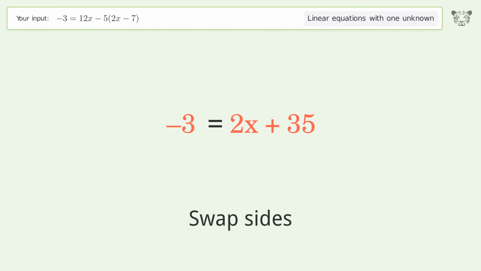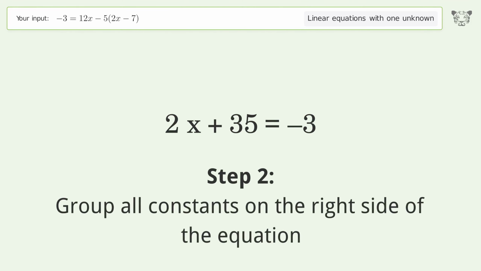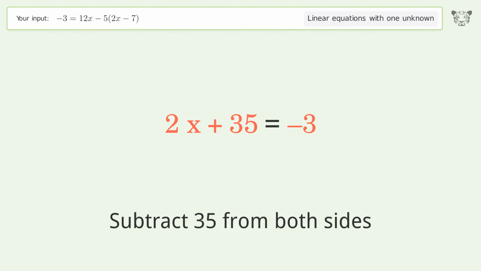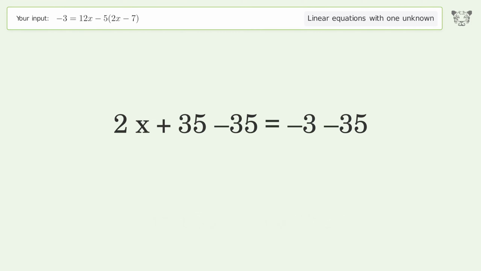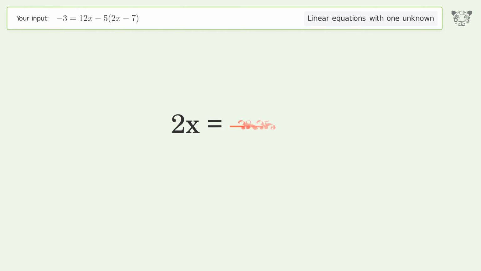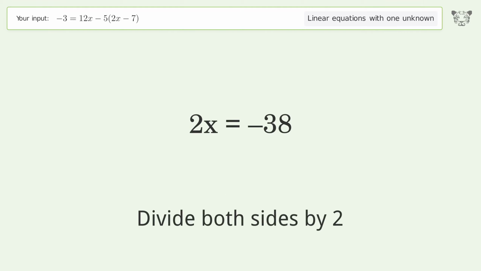Swap sides. Group all constants on the right side of the equation. Subtract 35 from both sides. Simplify the arithmetic. Isolate the x. Divide both sides by 2.